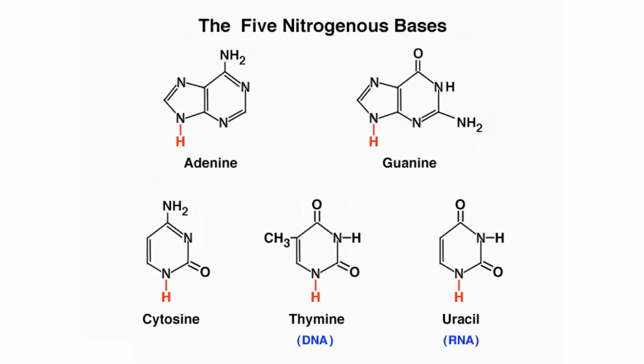So let's revisit the 5 nitrogenous bases. These constitute almost all of the base material found in DNA and RNA. The 2 purines, adenine and guanine, are found in both DNA and RNA. The pyrimidine, cytosine, is also found in DNA and RNA. Uracil is a component of RNA, but not DNA. And as humans, we have all of the enzymes necessary to synthesize these 5 bases.